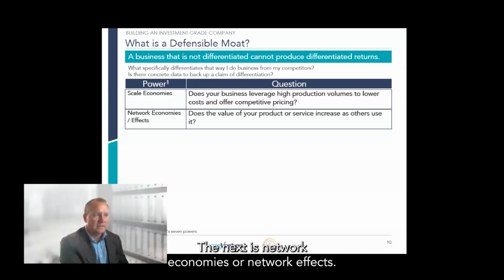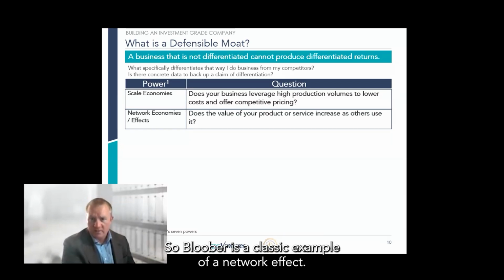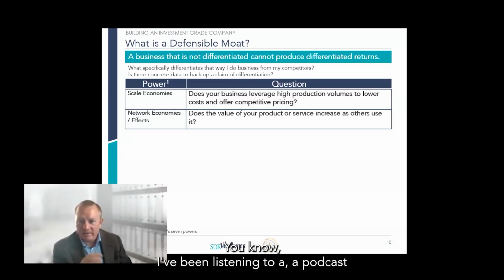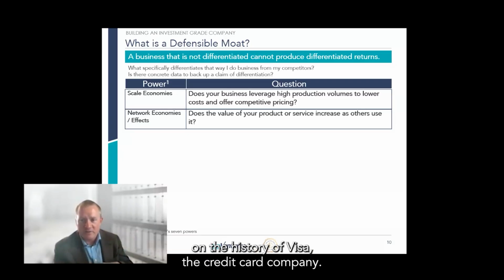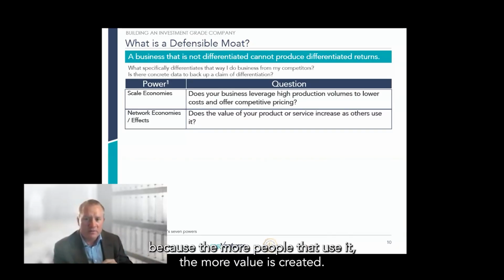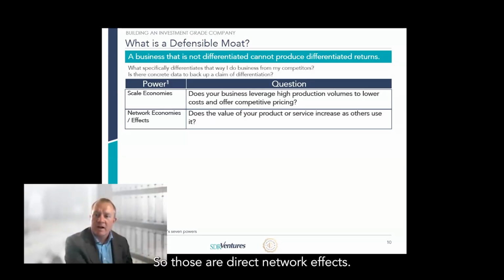The next is network economies or network effects. So Uber is a classic example of a network effect. The more people on the app, the more value the app has. I've been listening to a podcast on the history of Visa, the credit card company, and it's fascinating how they built that network because the more people that use it, the more value is created. So those are direct network effects.